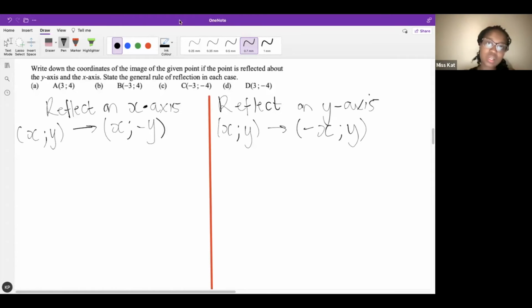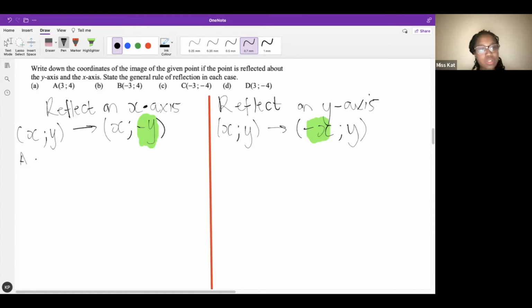I love it. Okay, guys, so those are general rules. So reflection on the x-axis, y changes. Let me highlight the y so that you can all see it. And reflection on the y-axis means the x will change. Now let's reflect the points.